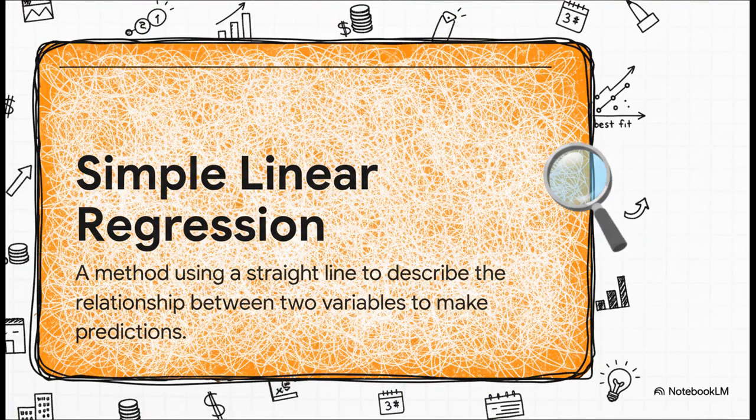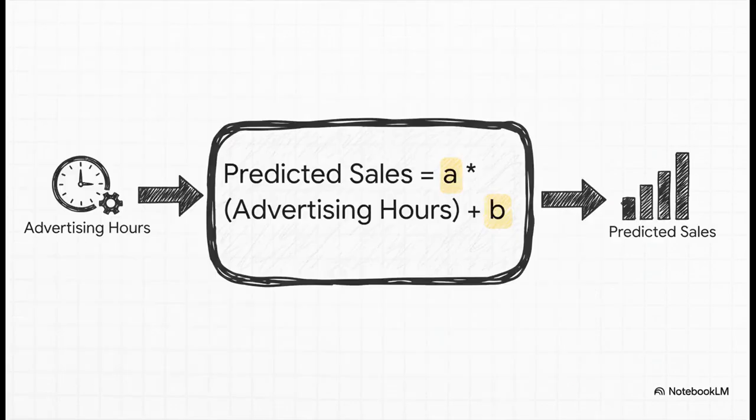Now, the official name for what we're doing here is called simple linear regression. I know it sounds a little technical, but it's just a fancy term for a really straightforward idea. We're just using a straight line to describe the connection between two things so we can get a good idea of what might happen next. And here it is. This is the engine of our whole predictor. This little formula is that line we just saw.